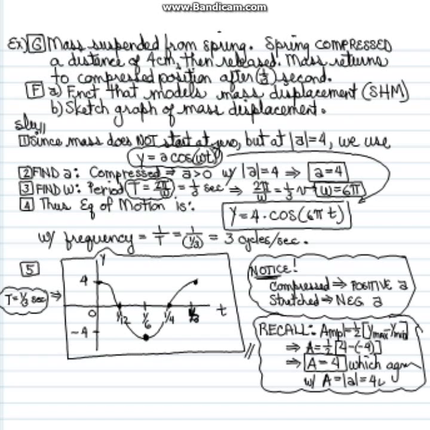And what you want to recall is that the amplitude is half of y max minus y min. So in this case, the amplitude is 1/2 times 4 minus -4, and that would make it half of 8, which is 4. So the amplitude is 4, which agrees with capital A being equal to the absolute value of A, which is equal to 4 units. So put a little check mark right there, 4 units. And we're done.